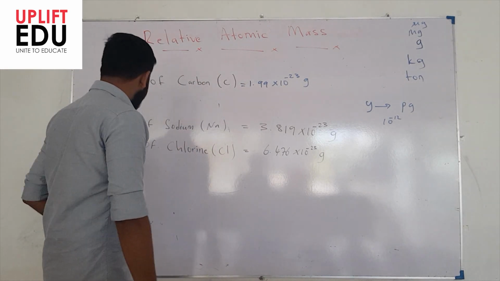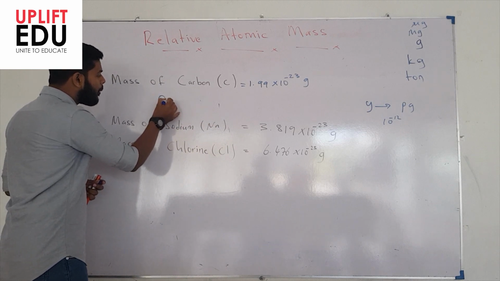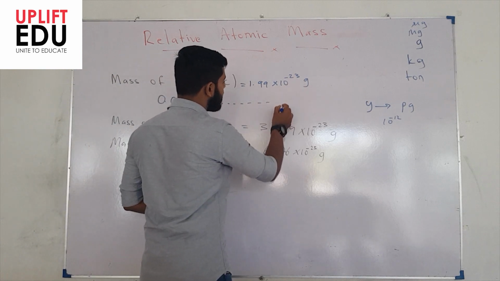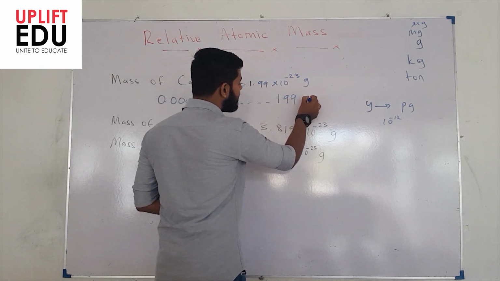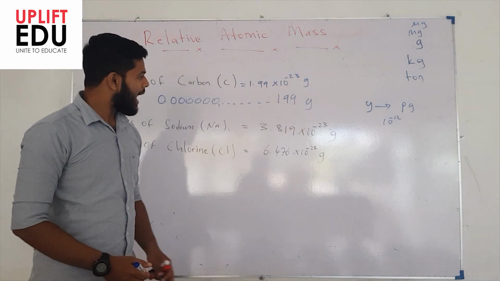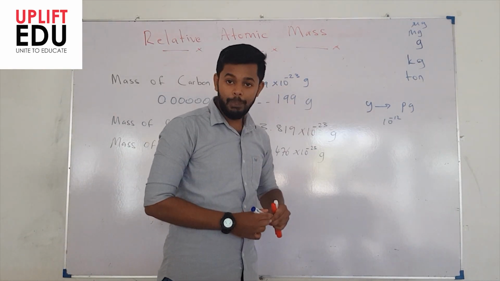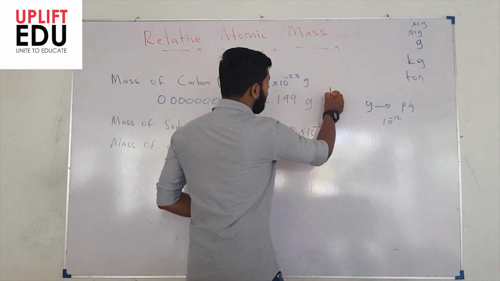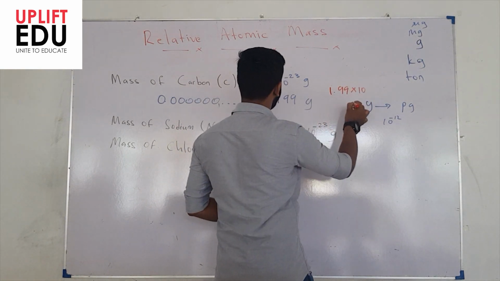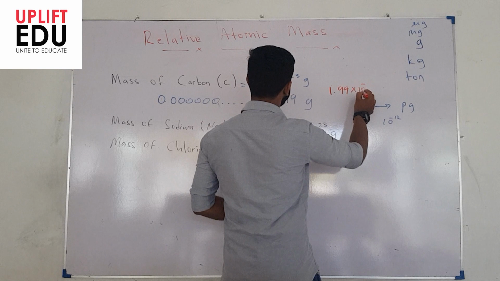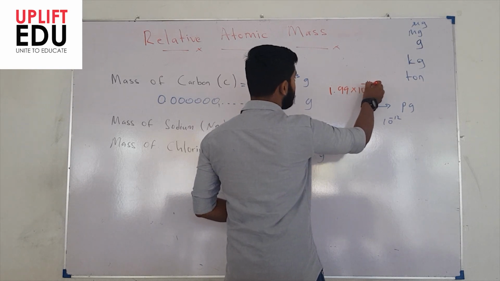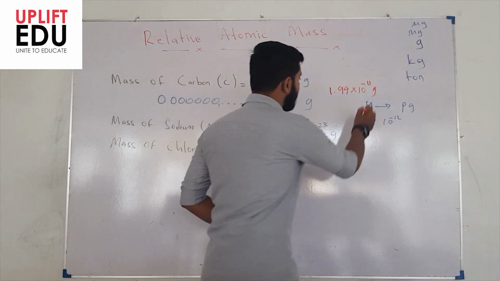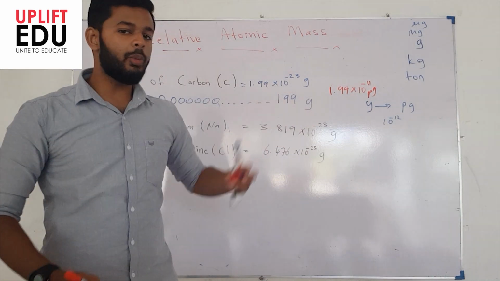When I express this mass in standard form, it is 0.0000 and the zeros continue for about 22 zeros, and it follows as 199 gram. That small it is. As I said, if I express this in the smallest unit using picogram, I can indicate using a minus 12. Still, it comes as 1.99 × 10^-11 gram, right? So that small it is. Even if I express it in picogram, this will give a 0.00 value.